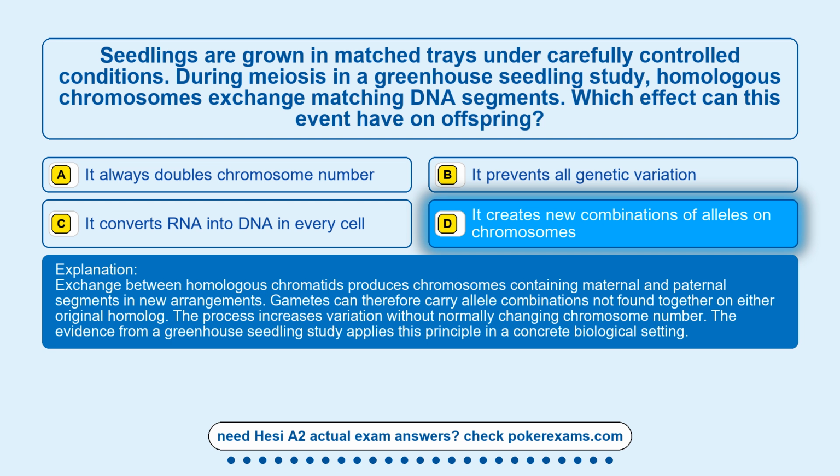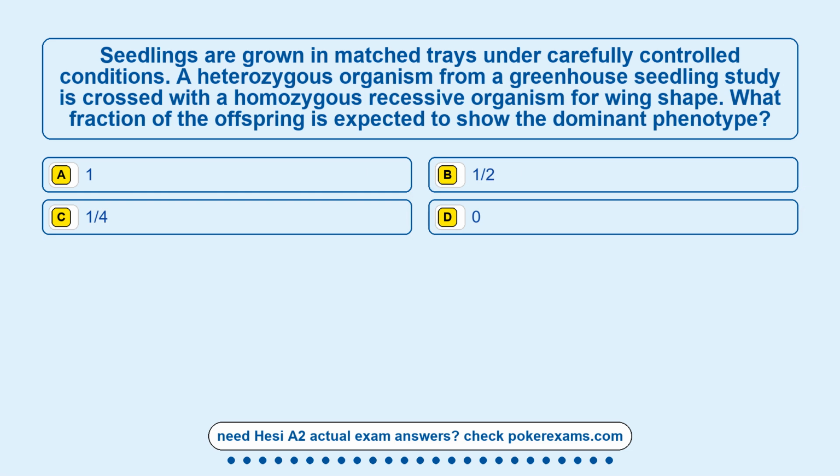The evidence from a greenhouse seedling study applies this principle in a concrete biological setting. Question 17. Seedlings are grown in matched trays under carefully controlled conditions. A heterozygous organism from a greenhouse seedling study is crossed with a homozygous recessive organism for wing shape. What fraction of the offspring is expected to show the dominant phenotype?